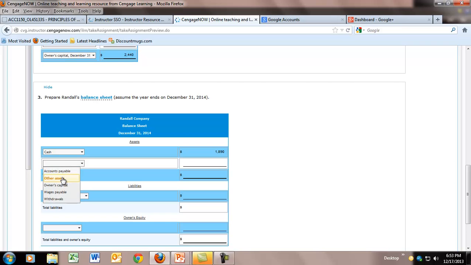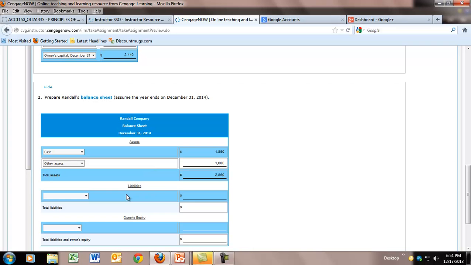Then I'm going to put in my other assets, which could consist of accounts receivable, supplies, equipment, prepaid insurance, different things like that. But this problem just has them all lumped together as other assets for a total of $1,000. So when I add those together, I'm going to have the total amount of my assets, which is $2,890. So now I'm ready to look at my liabilities.